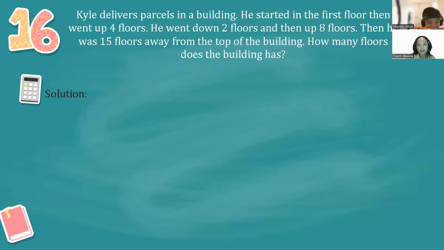Okay. For this question, every time he goes up, we add, and every time he goes down, we subtract. So Kyle delivers the parcel and he started at the first floor, so that is 1. He went up 4 floors, so we add 4. Then he went down 2 floors, so we subtract 2. And then he went up 8 floors. We add 8.